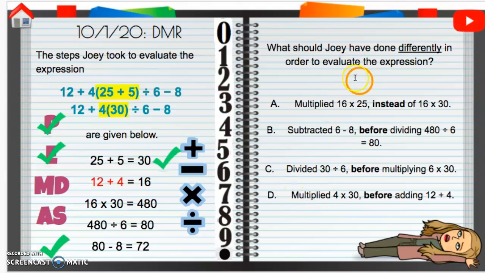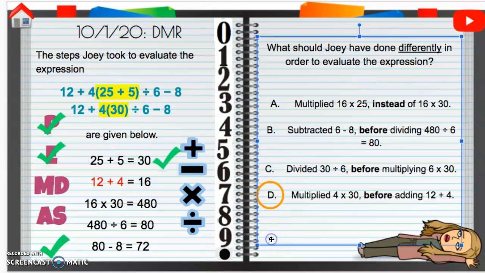How about should he have multiplied 4 times 30 before he added? Yeah, he should have done that. So he tried to add before multiplying. So that is incorrect of what he did. But don't worry, we fixed it and we helped him out. Great job.